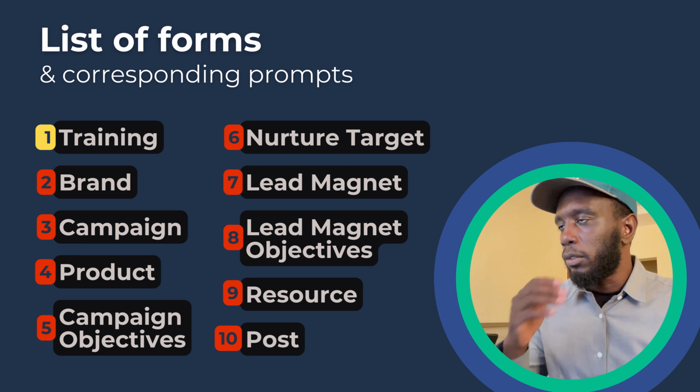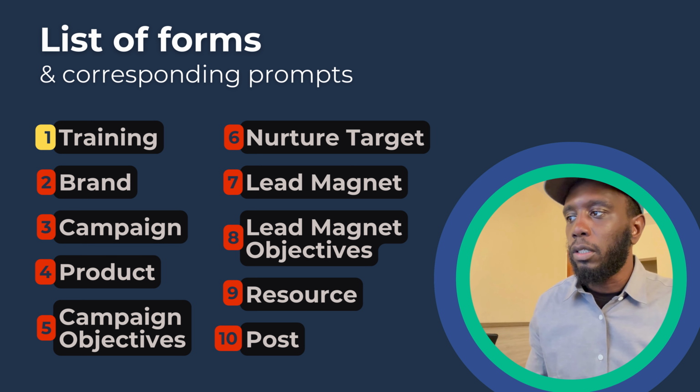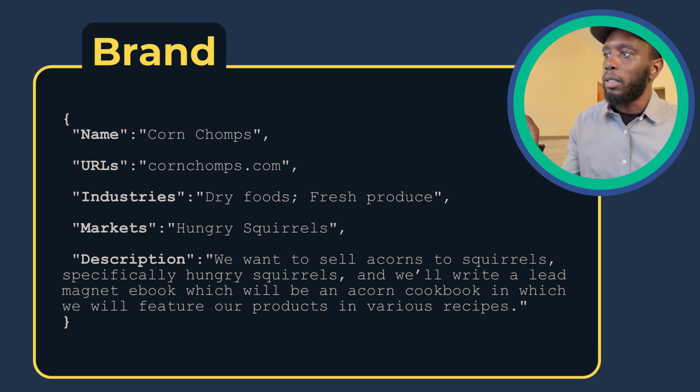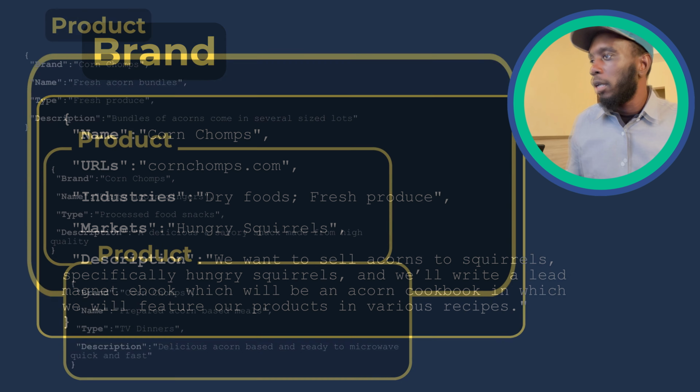Okay, so without spending too much time going one for each component, let's take a look at the objects that we've made so far. Okay, so we started with the training and we saw what that looked like. It was this humongous thing. Then we will take a look at our brand object that was created, and here it goes with the name, Corn Chomps, the URL, as we saw earlier. These are all the things that we added to the form, and this was the serialized result that we got, and this is what we're going to put into the ChatGPT prompt.